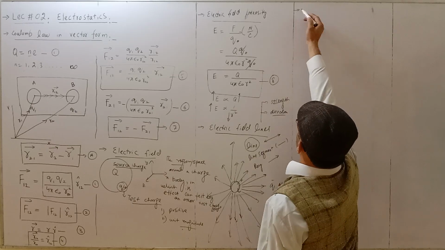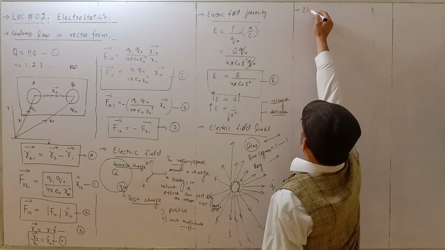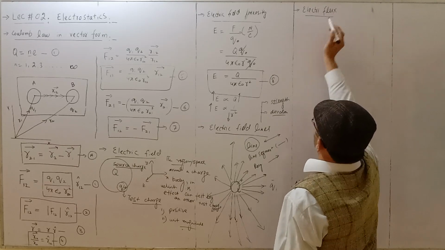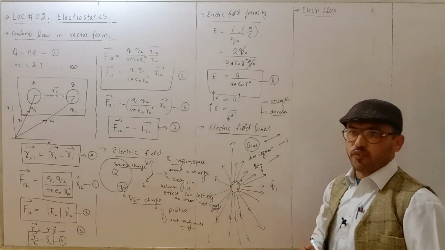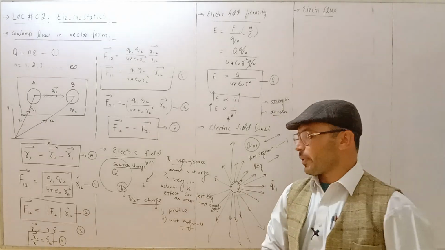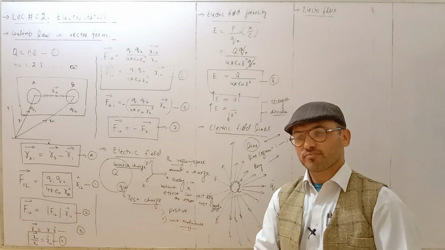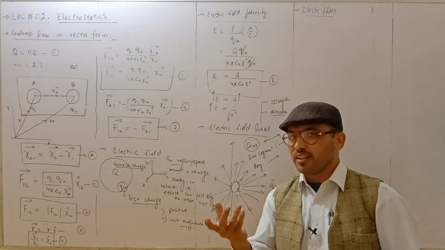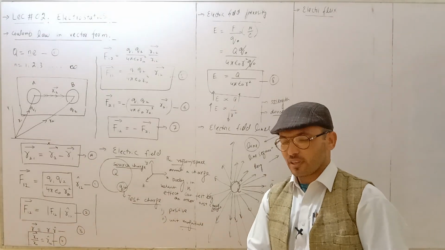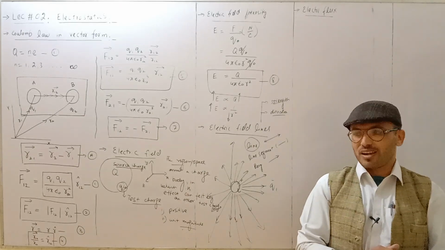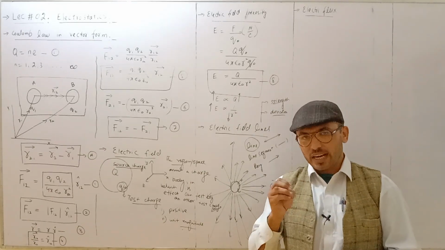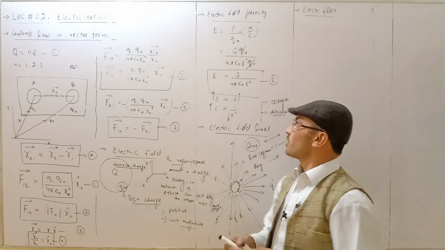Now I am moving toward electric flux. What is electric flux? I prefer to think of flux as pressure. Pressure means force exerted on a cross-sectional area. And here the question arises: what is cross-sectional area, and what is surface area?